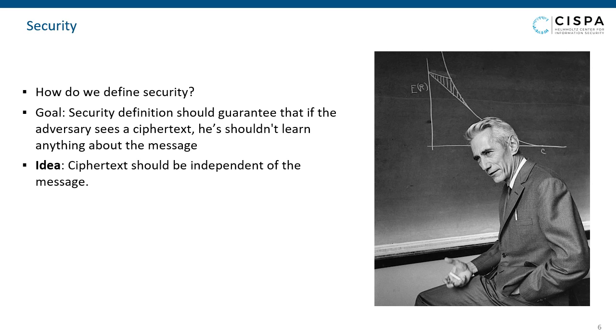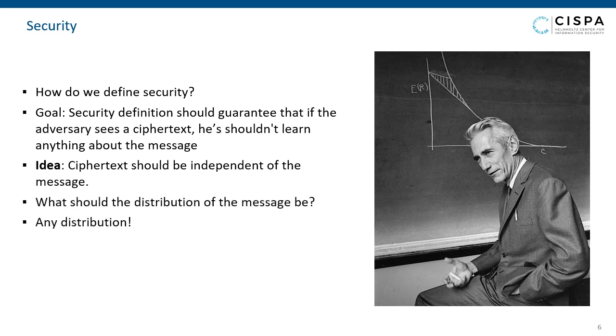So clearly, the ciphertext is a random variable, but what about the message? What should the distribution of the message be? And the answer is any distribution. We don't know the context information of the adversary, so if we say that the distribution of the message could be anything, then we will err on the conservative side.